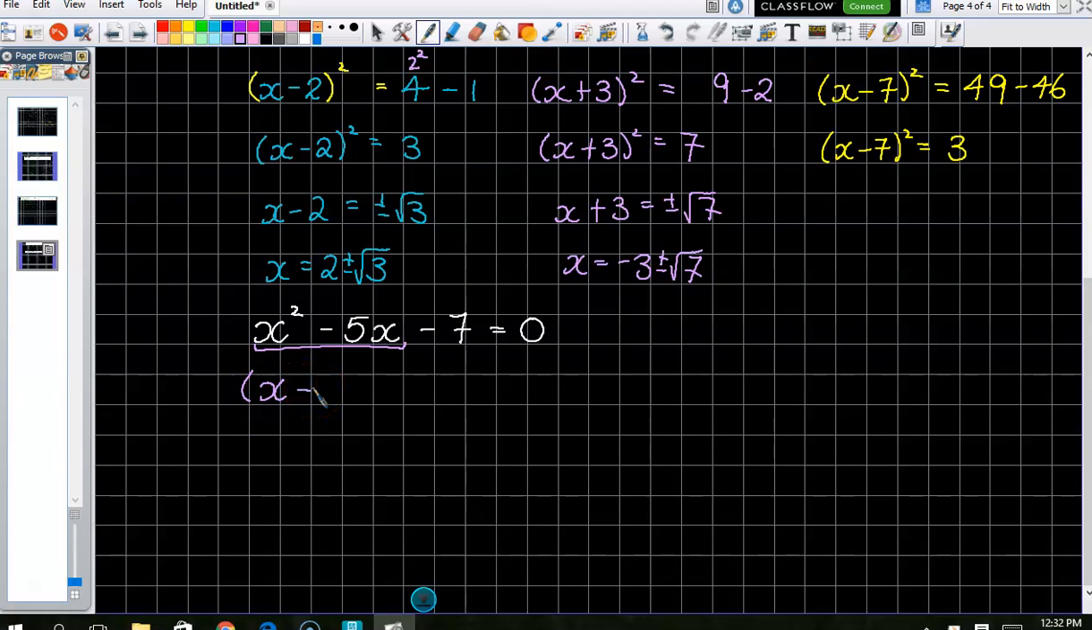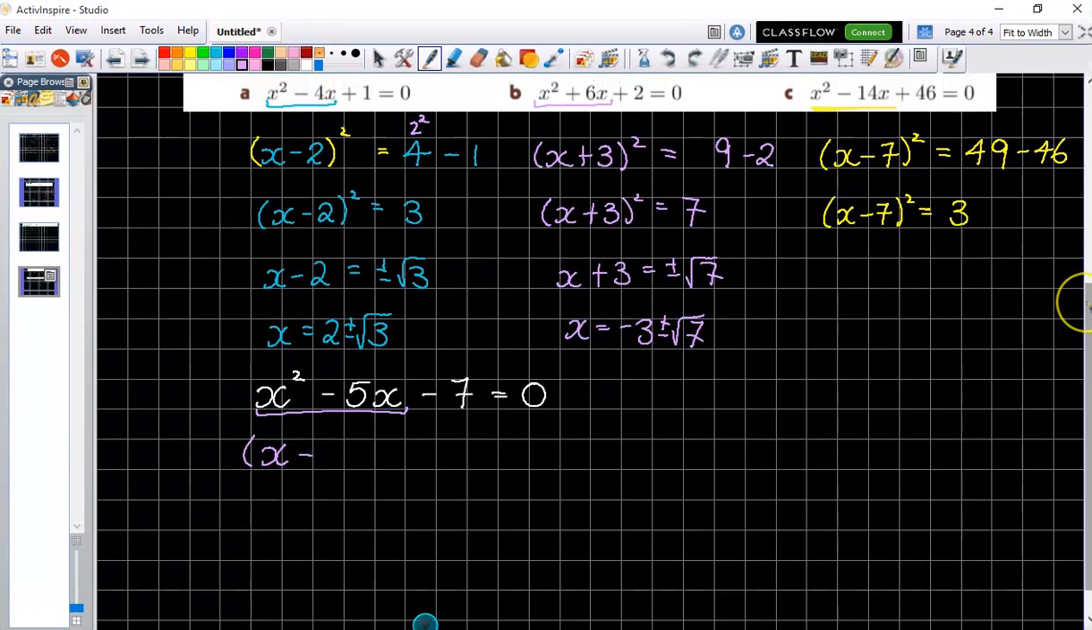X minus, why did you put the 7 from the 14? Why did you put the 3 from the 6? Why did you put the 2 from the 4? What did you do? You halved it. So do you know what? I'm just going to go 5 over 2. I'm not going to go 2.5. We avoid the decimals. I've got the x. Did I put an x here? So people are just saying I left out the x. Don't need the x.